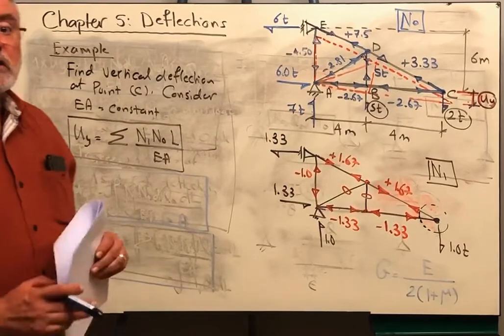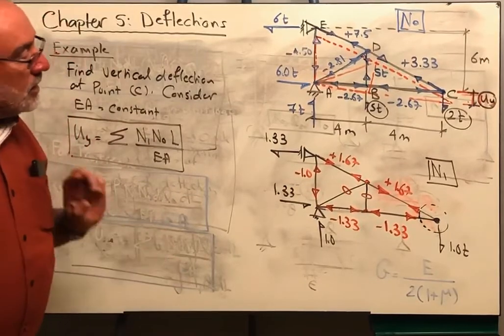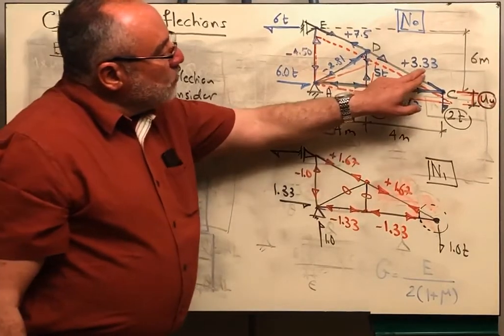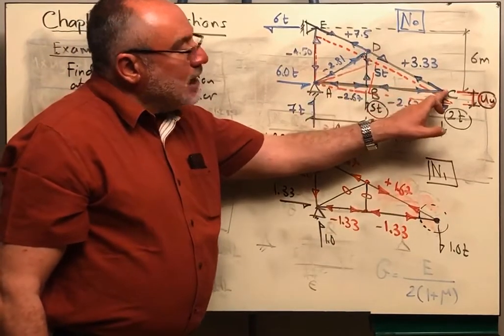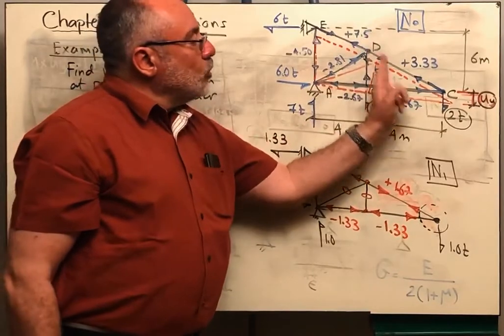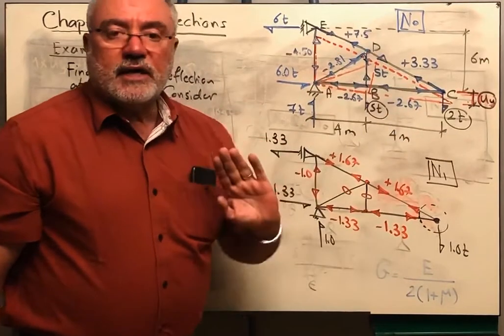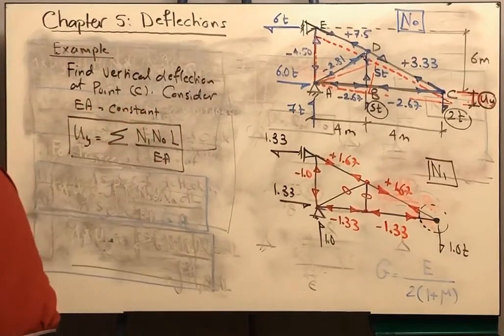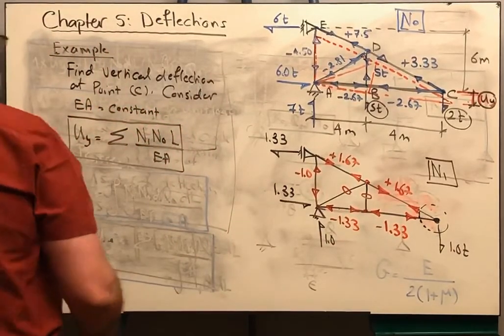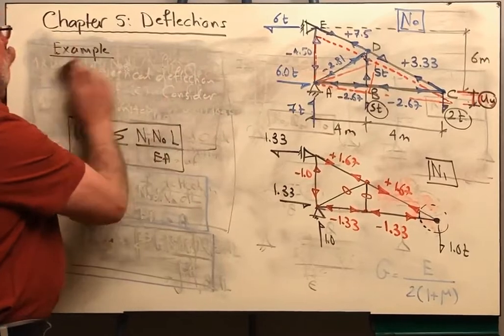Now I will organize my answer. I need to multiply the 3.33 by the corresponding force by the corresponding length divided by the corresponding area. But he told me that the area is constant, so I can divide by the area at the end. I will come here and I will put my answer in a tabular form.